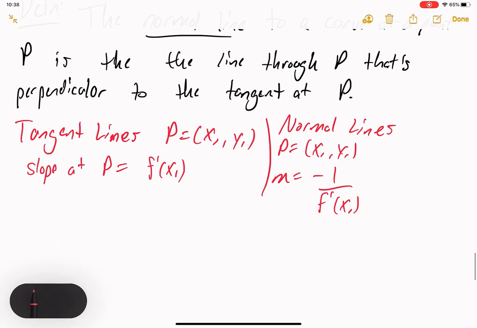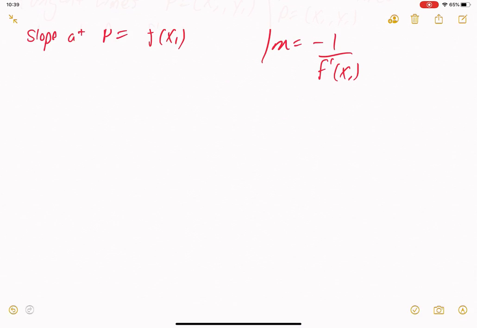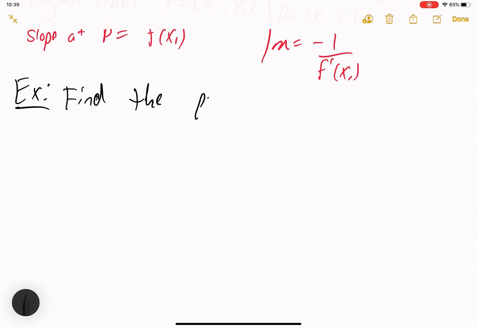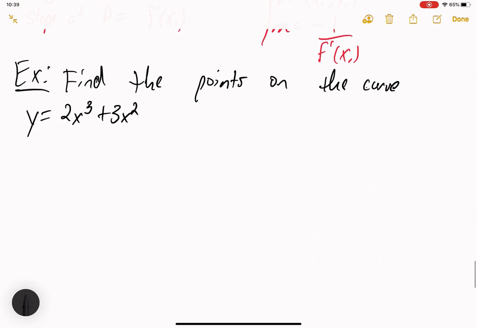So let's just do an example. This example is going to be a bit complicated, but it's going to be: find the points on the curve y is equal to 2x cubed plus 3x squared minus 12x plus 1, where the normal line is vertical.